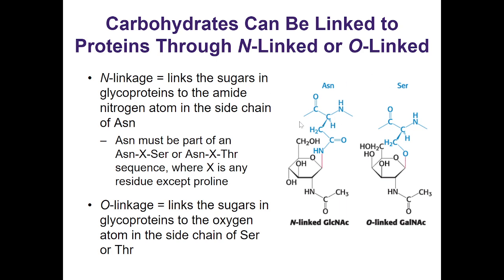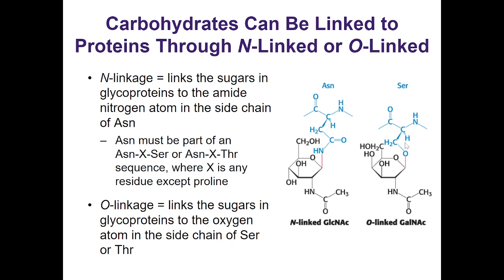The ASN has to be part of an ASN-X-SER or an ASN-X-THR sequence where the X is going to be any other residue except for proline. Again, it's basically like we're seeing right here. Where you have this gap right here is something else, typically something like proline. God, that figure actually worked out very nicely, didn't it? Nicer than I even realized.